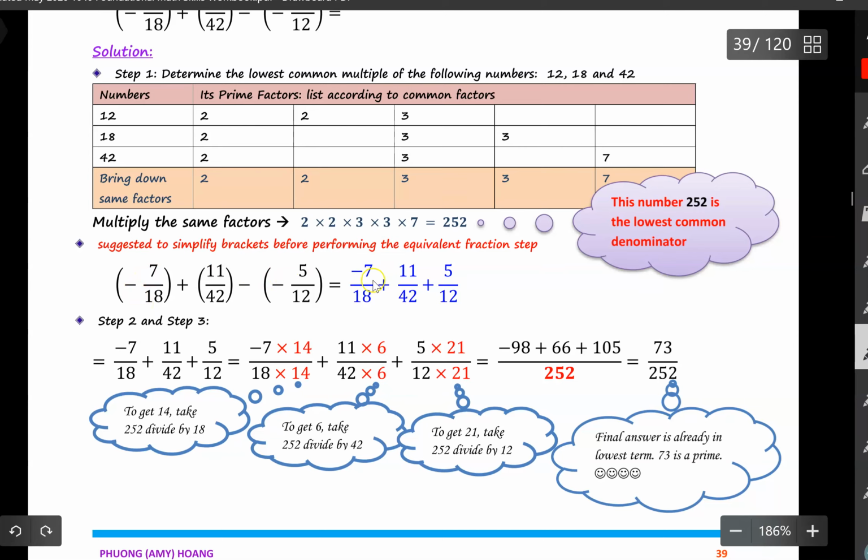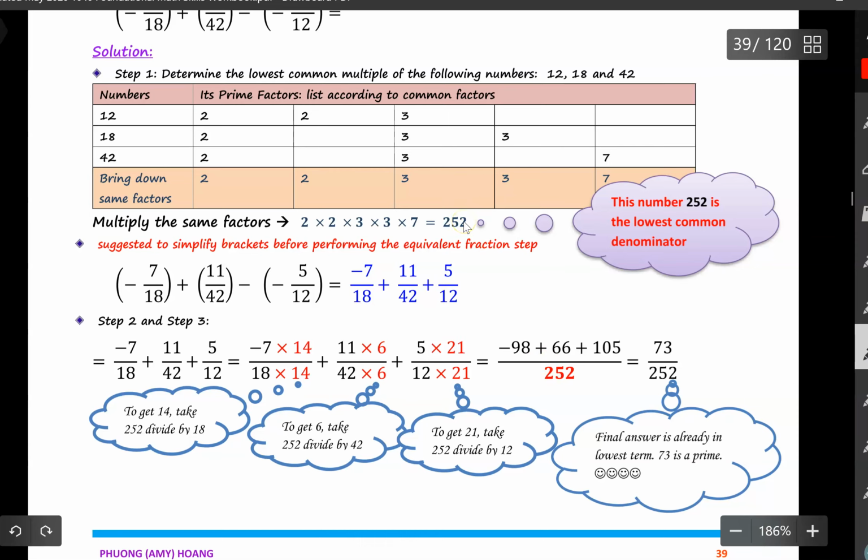Therefore, I put negative 7 over 18, plus 11 over 42, and negative will give it a positive right here. You multiply negative with negative, you end up with a positive. So now you see these three fractions are quite simplified in terms of no more of the negative and positive with the brackets. So now you can perform the step called equivalent fraction. So at the end, you want to have 252 as your common denominator, right? So you found it here.